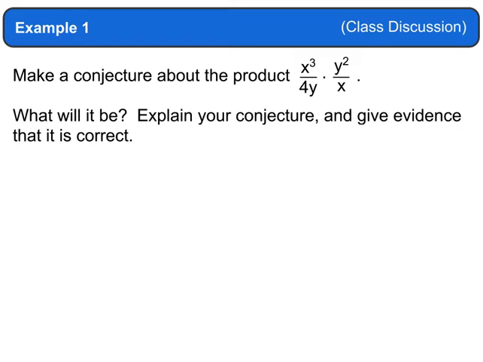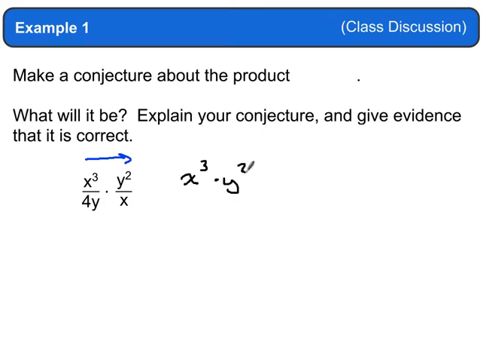So in example number 1, they give us this piece right here. I'm going to drag it down here. It says x to the third times y squared in the numerator. If we multiply from left to right, I'm going to get x to the third times y squared. And then when I multiply from left to right in the denominator, I'm going to get 4xy.